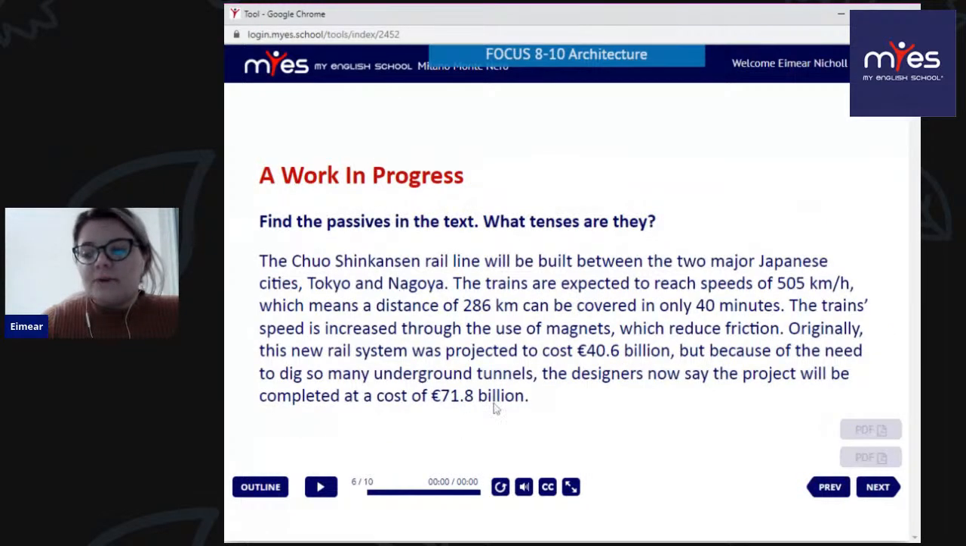Can you find the modal verb in this paragraph? Our modal passive in this paragraph. So we had it before. Can you remember which verb it is? Okay. So here's our modal verb here. Can be covered. Which means a distance of 286 kilometers can be covered in only 40 minutes. So there's our modal passive.